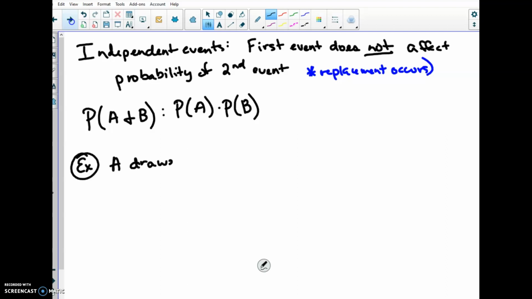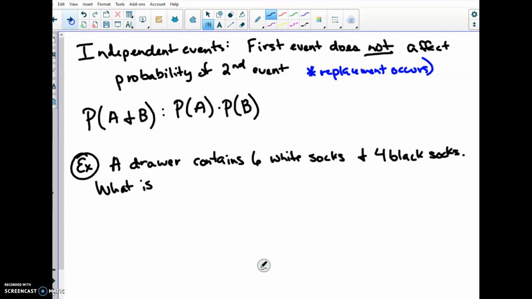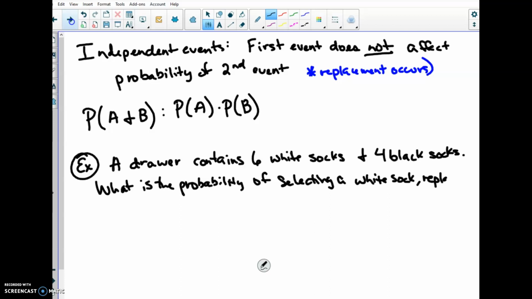So let's say that a drawer contains 6 white socks and 4 black socks. What is the probability of selecting a white sock, replacing or changing my mind, and then selecting a black sock?